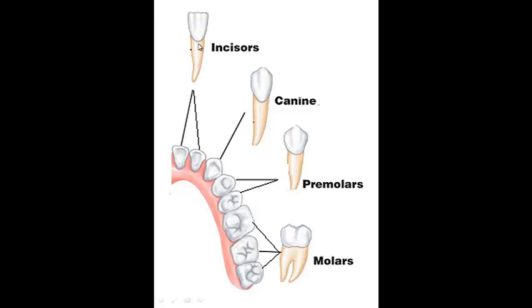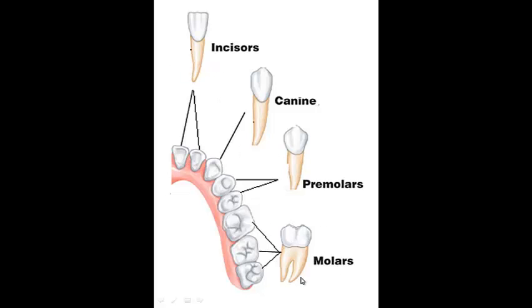All of our teeth, incisors and canines and some premolars, have only 1 root. But molars have from 2 to 4 roots. Sometimes 2, sometimes 3, sometimes 4. While premolars have from 1 to 2. Sometimes 1, other times 2. Canines and incisors have only 1 root.